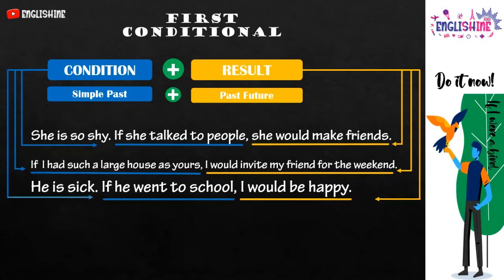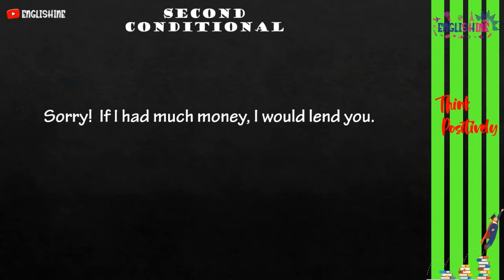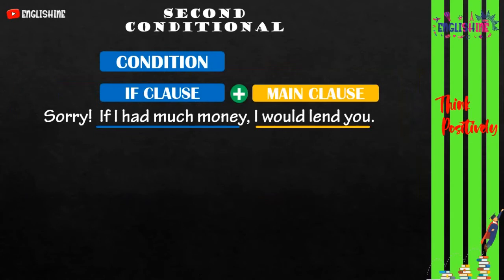All of these sentences begin with an if clause, and this is an unlikely or impossible result in the present or future. Notice the example: Sorry, if I had much money, I would lend you. The sentence "if I had much money" is the if clause, the condition. And the sentence "I would lend you" is the main clause, the result.